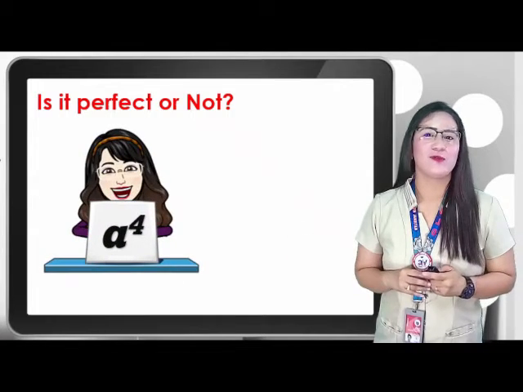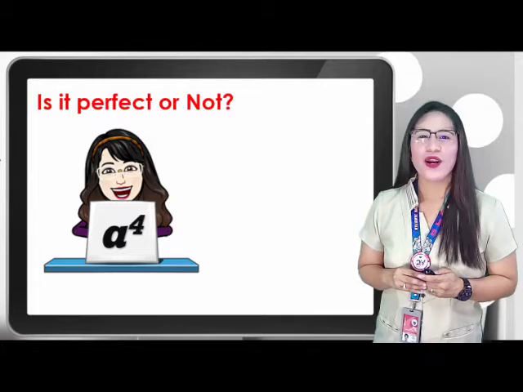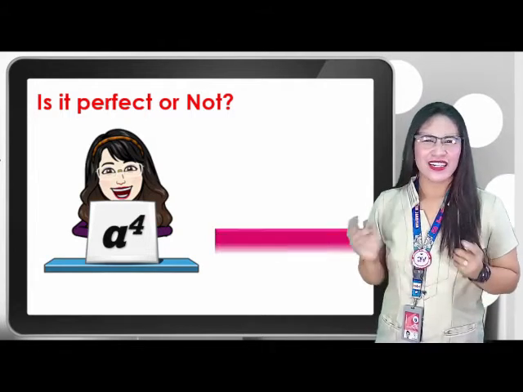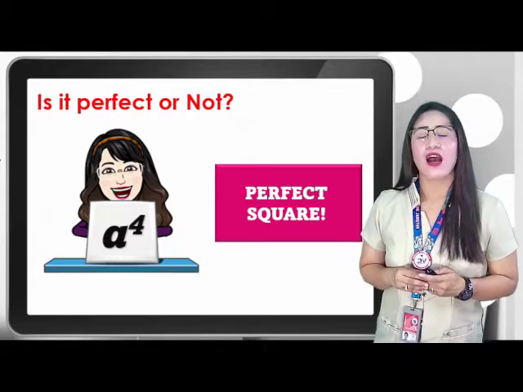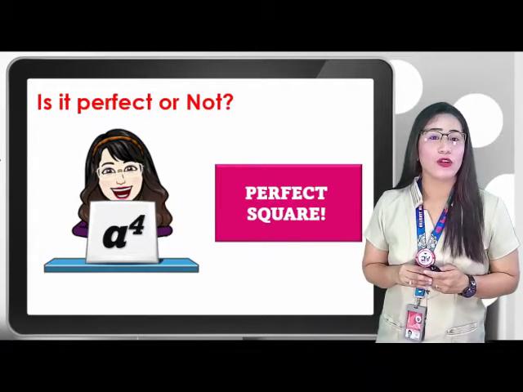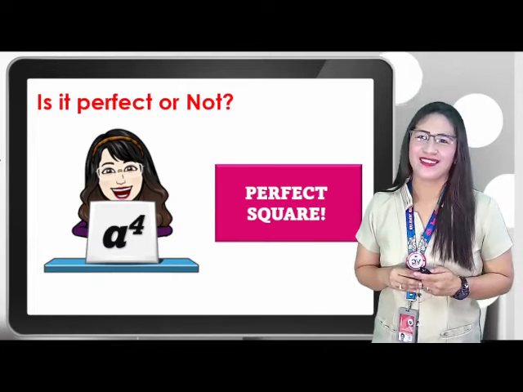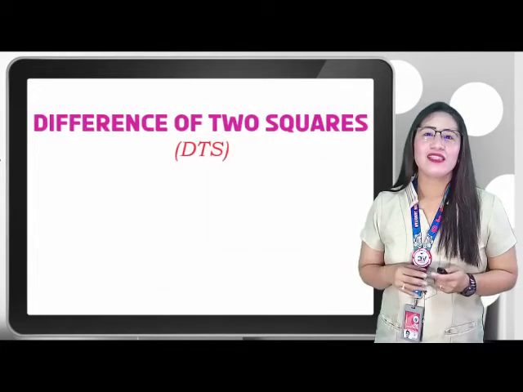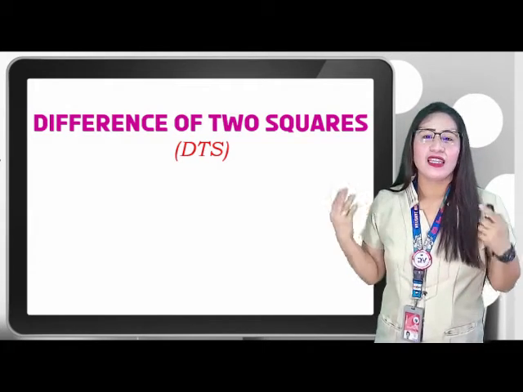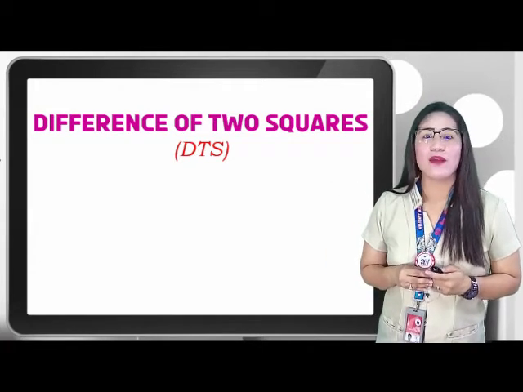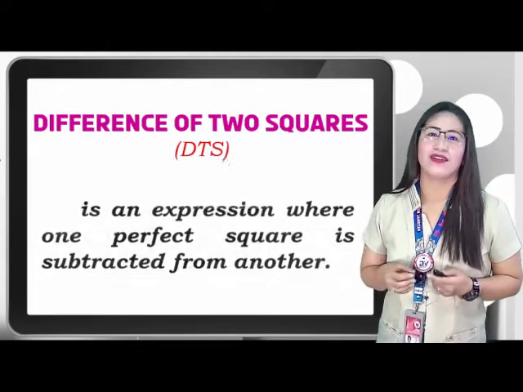How about this one? a raised to 4. Is it a perfect square or not? Great! It is a perfect square because we can factor it out as two identical terms which are a squared times a squared. What is difference of two squares or DTS? It is an expression where one perfect square is subtracted from another.